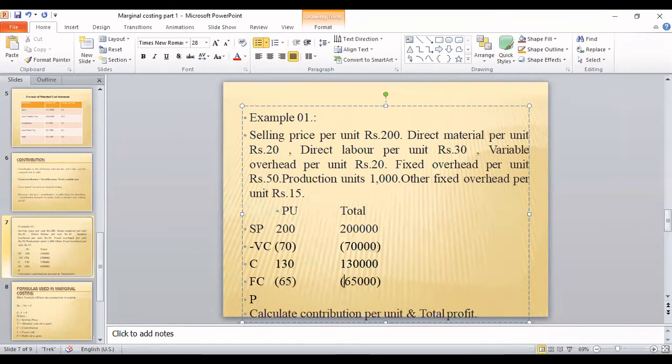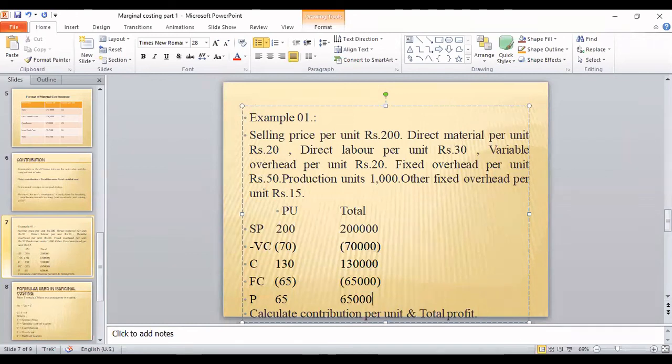See beta, generally fixed cost will be given as a total amount. That we have to divide by units to find the per unit. But here the total amount is not given. That is why we followed this rule. Have you understood now? Yes or no? Yes, sir. So come on, tell me what the profit will be now? 65. Exactly, 65. And what will be the total profit? 65,000. This is how you have to work out this problem.